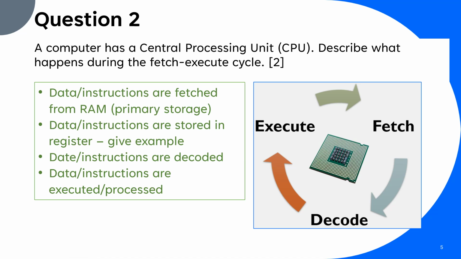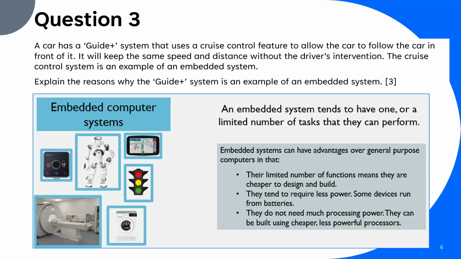Moving on to question 3. A car has a Guide Plus system that uses a cruise control to allow the car to follow the car in front of it. It will keep the same speed and distance without the driver's intervention, and the cruise control system is an example of an embedded system. Explain the reasons why the Guide Plus system is an example of an embedded system.